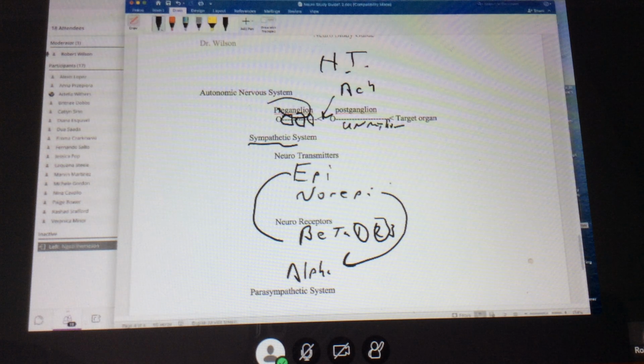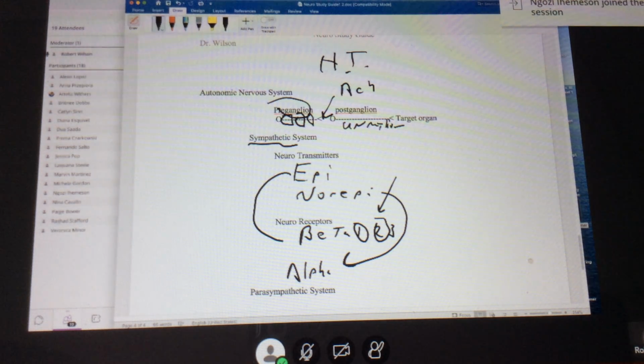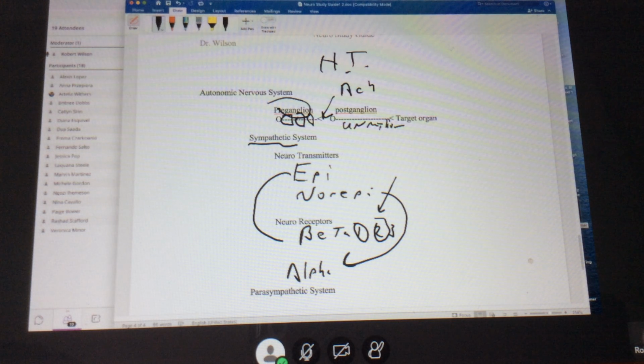So if I have a beta 2 selective, and this is what they use for albuterol, which you guys will be reading about in the next section. Albuterol is used for asthma, and that is a selective beta 2, and it causes dilatation, whereas if I take say propranolol or some type of beta blocker, it can cause constriction. This is why you have to be very careful when you're giving beta blockers to a patient. Albuterol is an agonist, whereas propranolol is an antagonist. And then alphas are 1s and 2s. So those are your neurotransmitters for the sympathetic system.